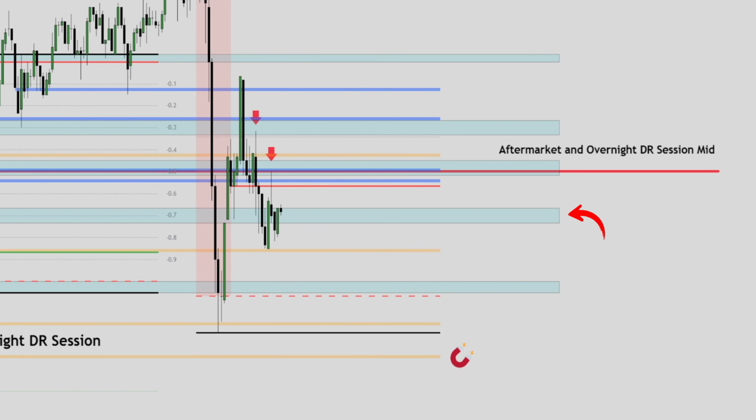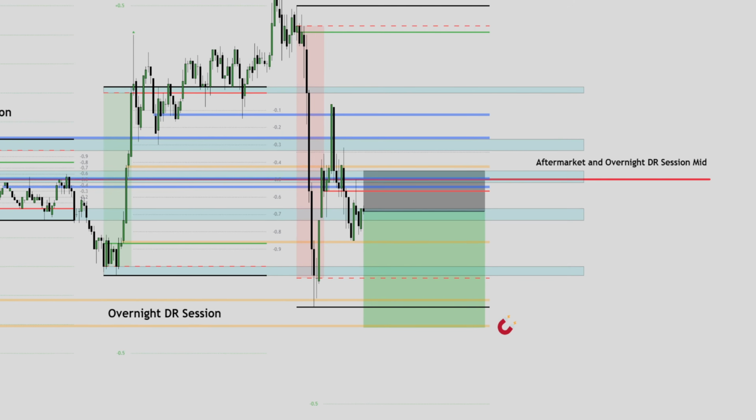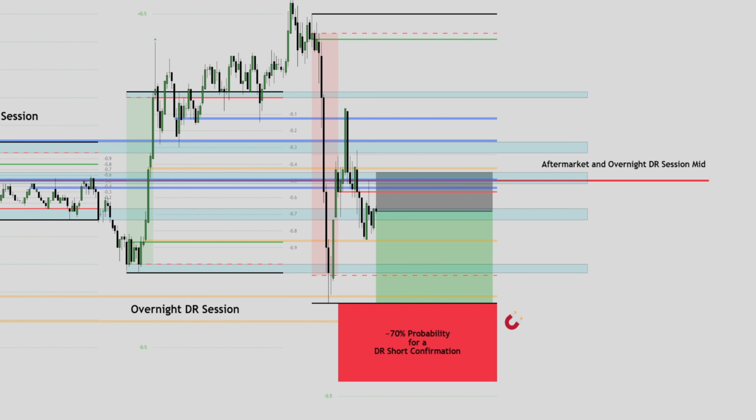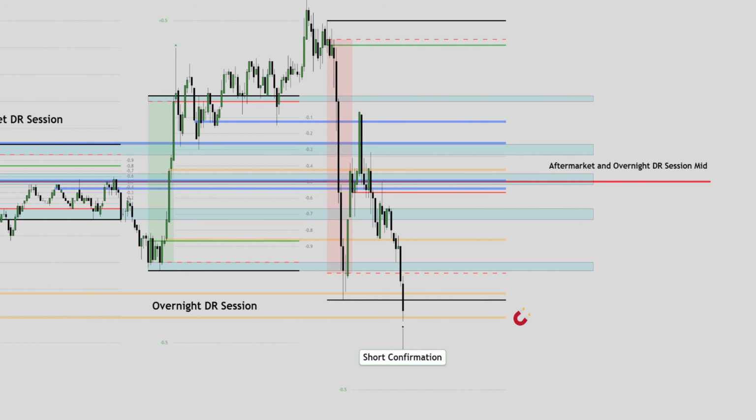Immediately after that rejection, price fails to close back above the aftermarket session lows again. That's a clear sign of weakness. The algorithm wants to price lower. Advanced DR traders recognize this as a strong opportunity, especially with the 70% probability of a short confirmation already in play. And shortly after, the short confirmation follows through.